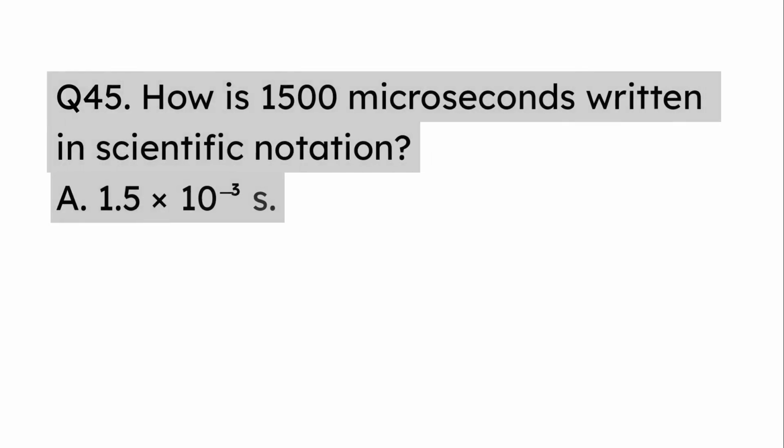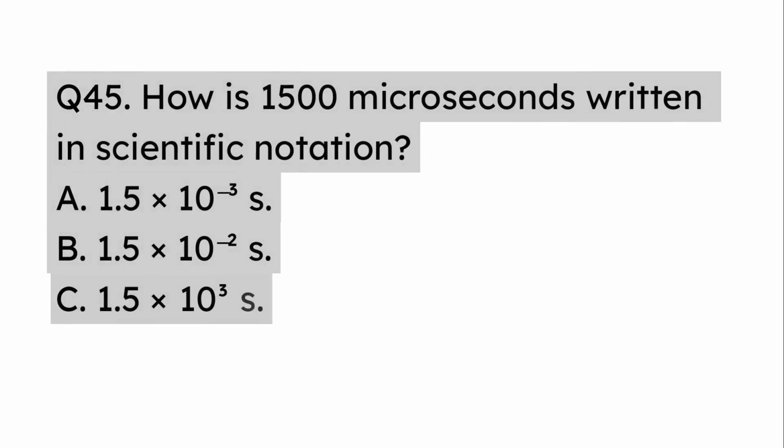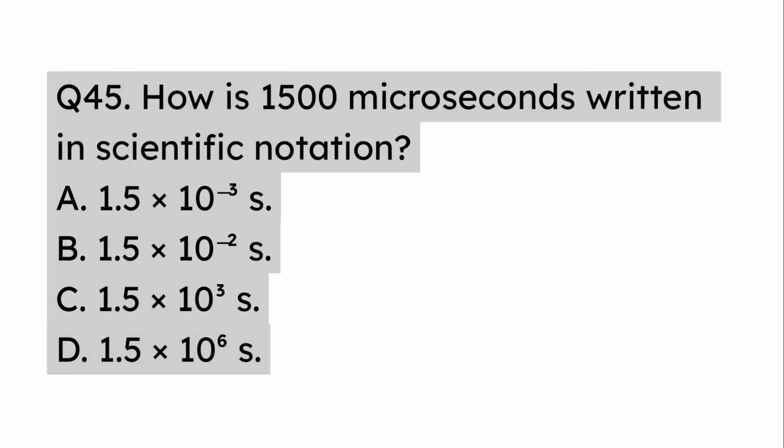Q45. How is 1500 microseconds written in scientific notation? A. 1.5 times 10 cubed s. B. 1.5 times 10 squared s. C. 1.5 times 10 to the power of 3 s. D. 1.5 times 10 to the power of 6 s.